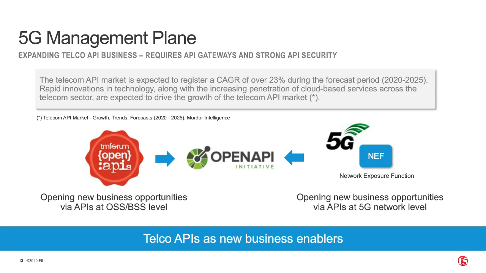Now with 5G down the road and with the network exposure function, this is an element in the 5G network that's going to allow you to expose some capabilities of the 5G networks to third parties. So just like these TM Forum open APIs, you're now going to actually even give your business partners even more APIs to get some degree of control over your network. And we believe that is obviously going to create new business opportunities, and that's going to probably even fuel this telco API business even more.